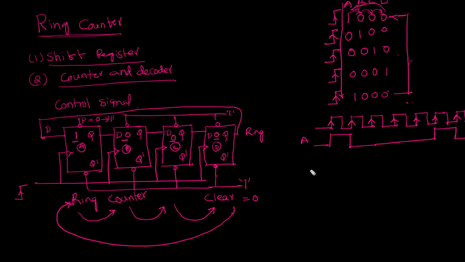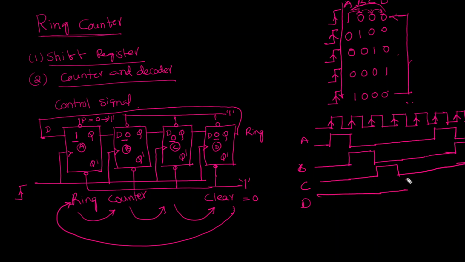What about B? If you look at B, it will be 0, then followed by 1, then followed by 0, 0, 0, then followed by 1. Then 0. What about C? See here, 0, 0, 1, 0, 0. Earlier it was 0, from here it is 0, once again 0, then from here it will be 1. Then it will be 0, then it will become 1. Similarly, you can look at D. D will be like this: 0, then 1, then 0, then 1.